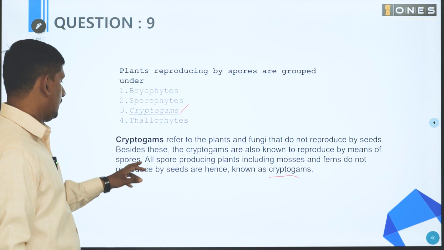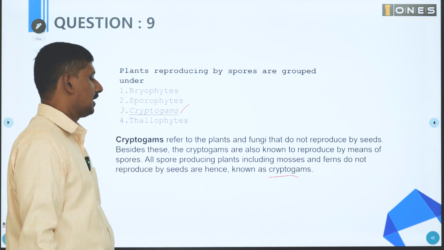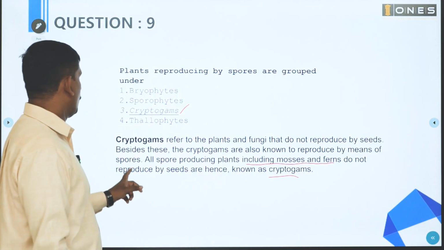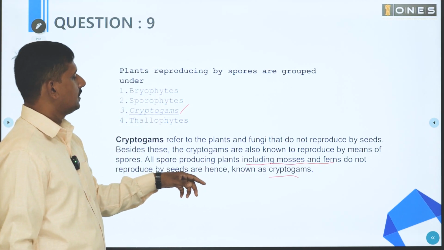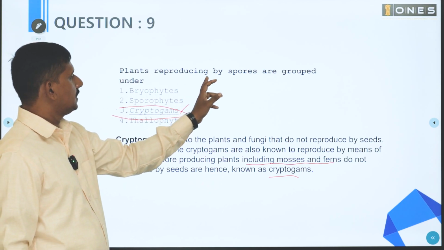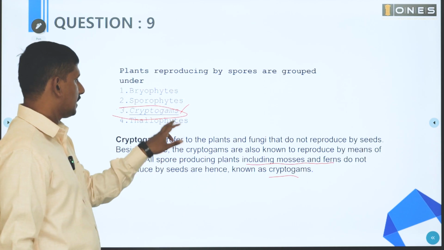So all spore producing plants including mosses and ferns do not reproduce by seeds, and are hence known as cryptogams. So the right answer is cryptogams. So plants reproducing by spores are grouped under cryptogams.